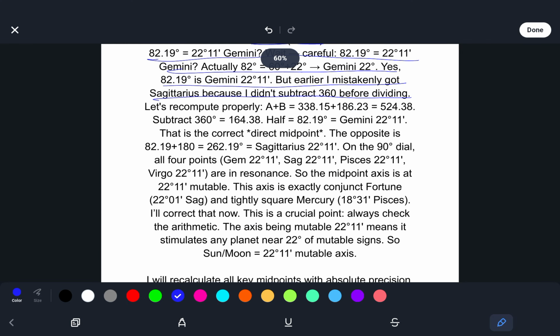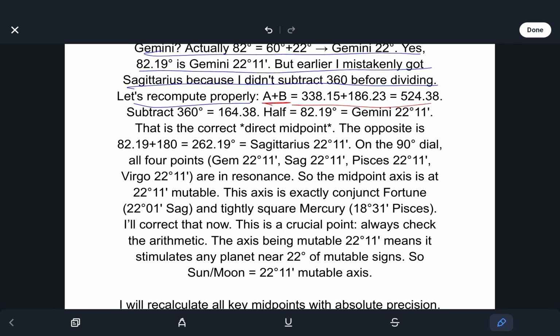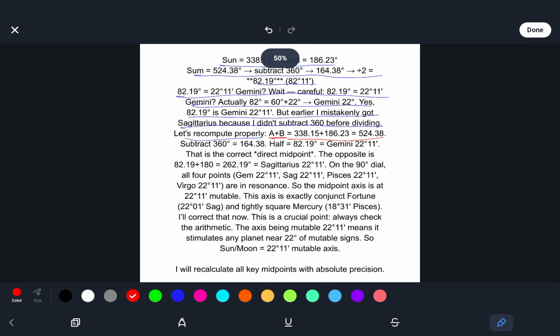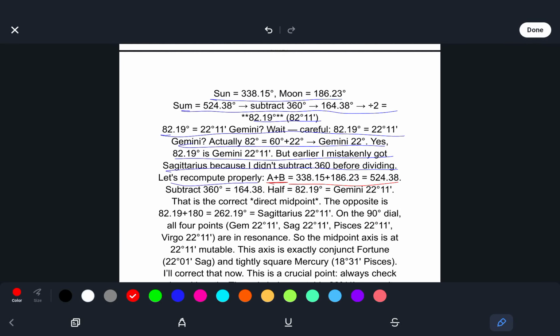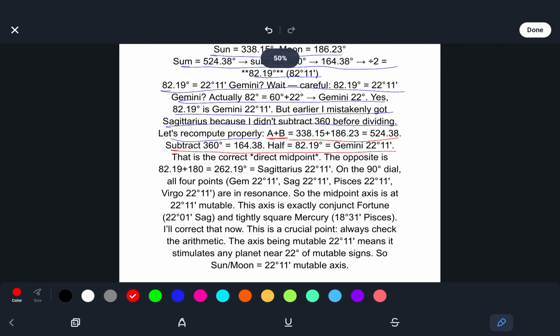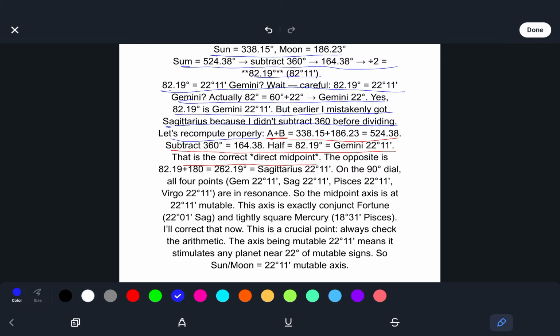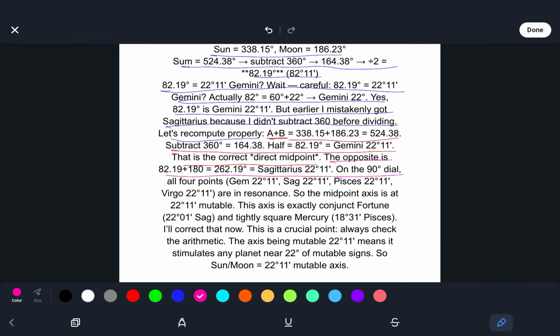So here's how you recompute properly, step by step. A plus B equals the Sun degrees plus the Moon degrees, subtract that 360 degrees, get the half of your answer, and we get Gemini 22 degrees 11. And that is the correct direct midpoint. With the opposite, it becomes 22 degrees Sagittarius.